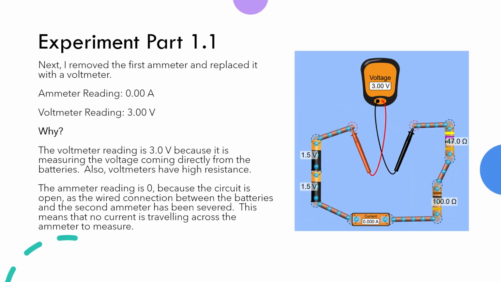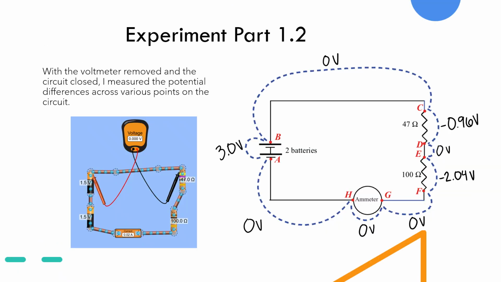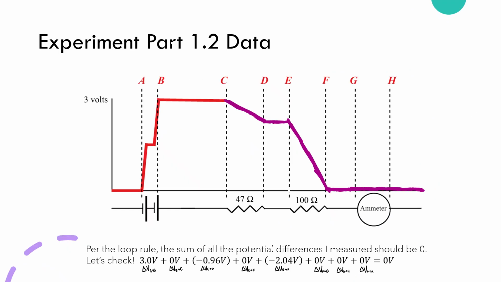For the next part, I removed the first ammeter and replaced it with a voltmeter, and the ammeter read 0 amps while the voltmeter read 3 volts, and we can see why on the bottom of the screen here. After making those observations, I went ahead and closed the circuit and used the voltmeter to measure the potential differences across various points throughout the circuit, and those can be seen on the diagram on the right side of the screen. And here is the completed graph that takes the data we saw on the last slide and puts it into graphical form.